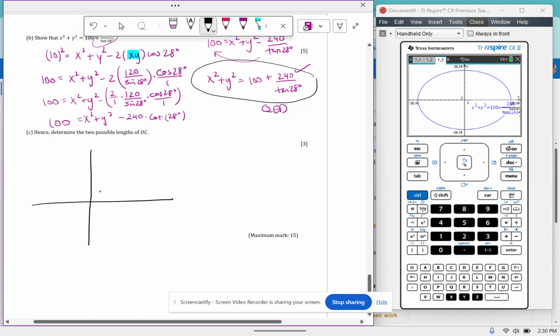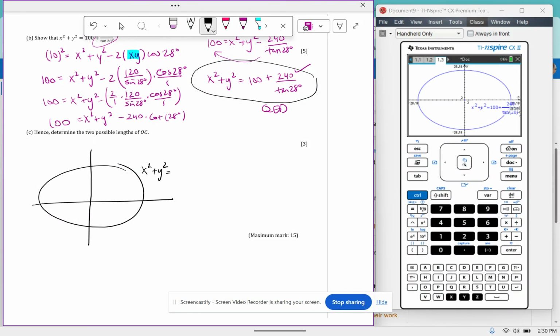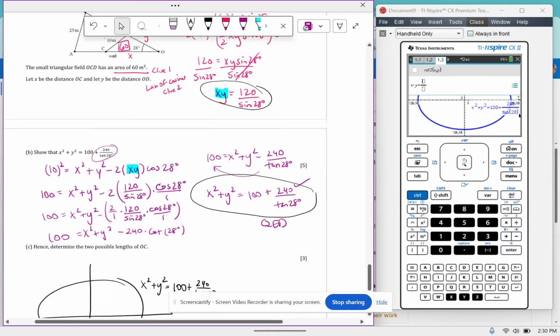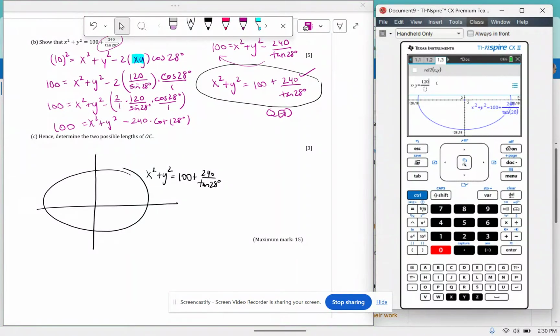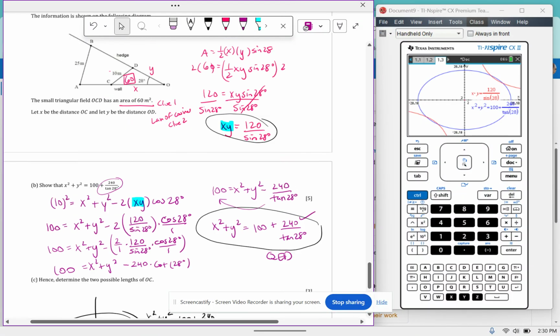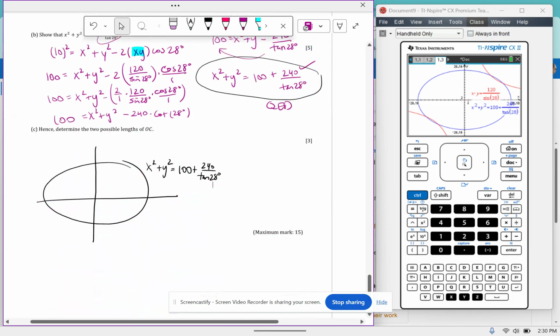All right, so I got something that looks like this. I'm going to draw my picture. So I got x squared plus y squared equals 100 plus 240 over the tangent of 28. Okay, so that's that guy. And then let's add the second one, which is going to be x times y equals, this is the other equation we got, 120 over the sine of 28. All right, so I don't want the negatives because those are negative side lengths. Remember, x and y represent lengths of a side of the triangle, so I don't want anything that's negative.